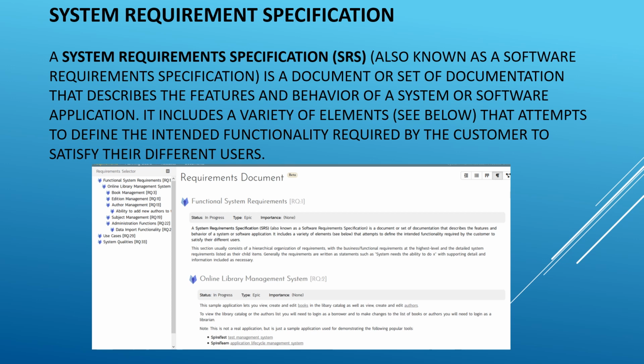A system requirement specification, also known as a software requirement specification, is a document or set of documentation that describes the features and behavior of a system or software application. It includes a variety of elements that attempt to define the intended functionality required by the customer to satisfy their different users. The image is shown below.